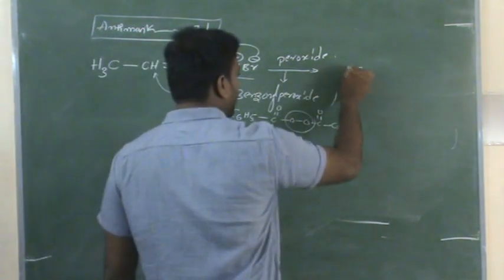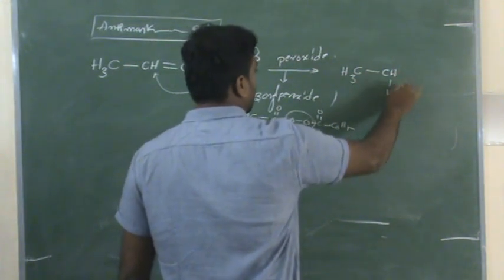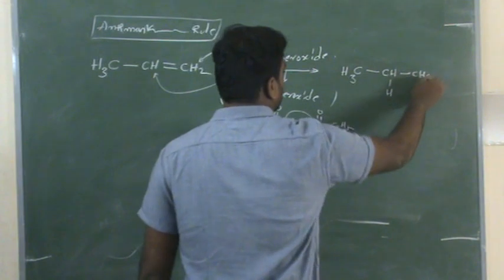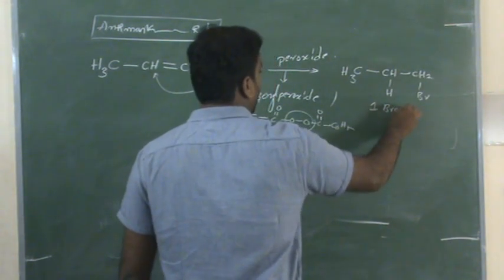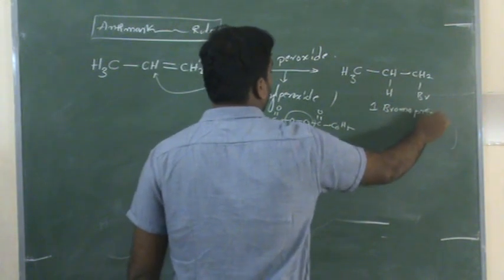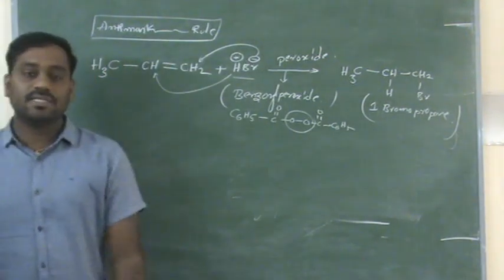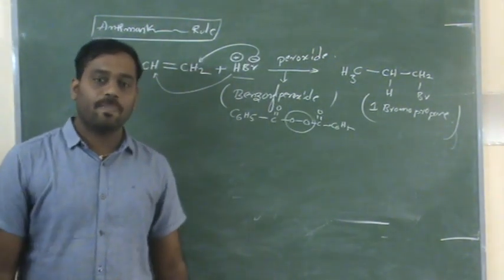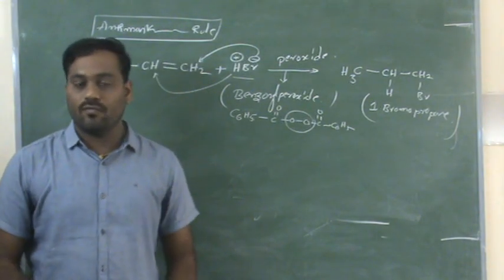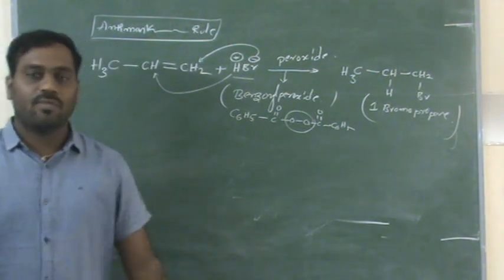So then what product are you expecting? CH3-CH2-CH2Br. This is called 1-bromopropane. 1-bromopropane acts as the major product according to which rule? Anti-Markovnikov rule. These are the statements and concept of anti-Markovnikov rule.